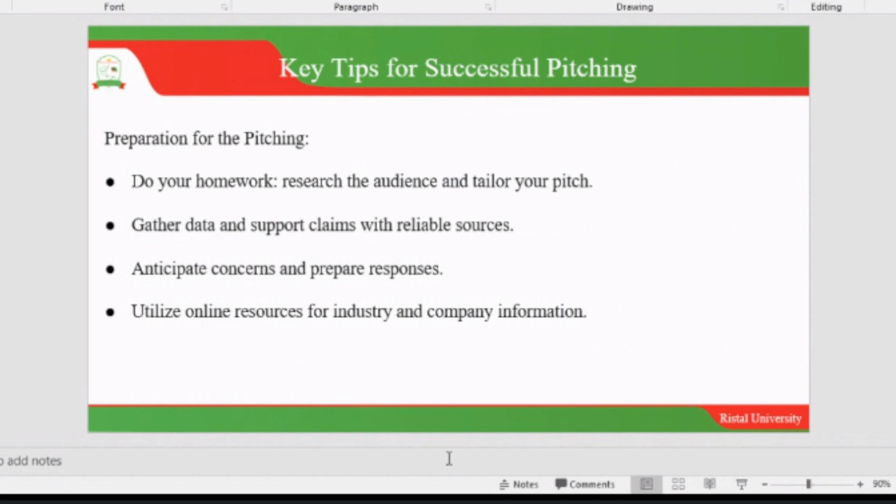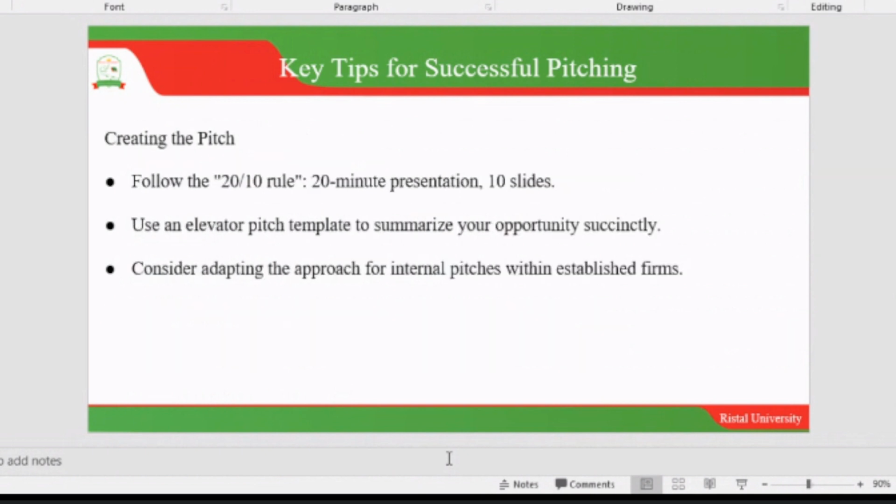Okay, because after you have shown that there is a problem and you have a solution, people will now be asking in their minds, how sure are you it is going to work? So this data will help you to answer that "are you sure" question. Okay, then anticipate concerns and prepare responses. Then utilize online resources for industry and company information.